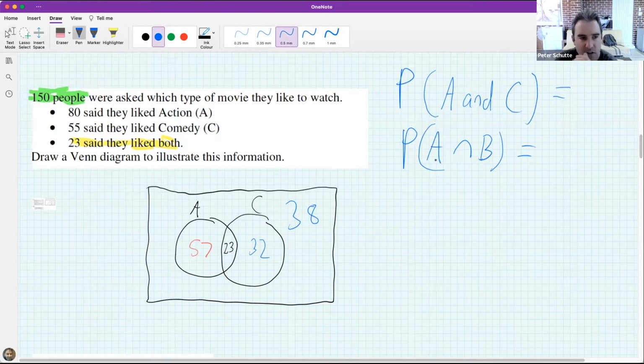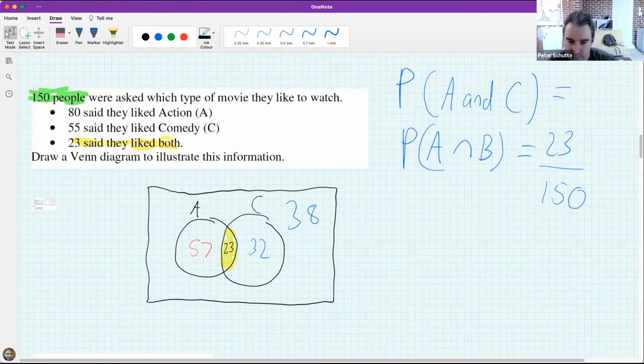So what is the probability that somebody from this group likes action and comedy? So the region we're going to be looking at for action and comedy, there are going to be 23 people who like both. We call this the intersection of the two sets. And so now the question is, how do I link that to my probability formula? So you're going to get 23 over 150, since the total number of possibles is 150, and the favorable outcome for the question is 23.